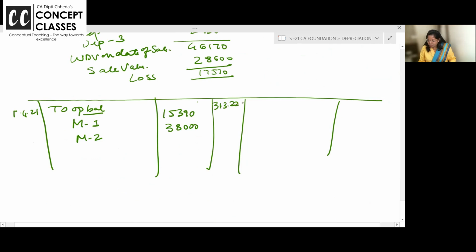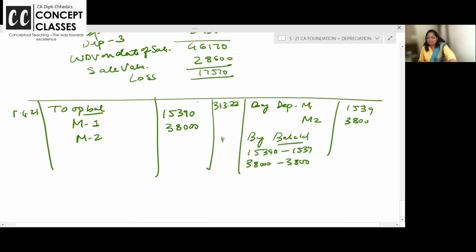So 31st March 22, end of the financial year. Depreciation, machine 1, 1,539. Machine 2, 3,800. By balance carried down. 15,390 minus 1,539. 38,000 minus 3,800. Okay, do it. 15,390 minus 1,539: 13,851. 38,000 minus 3,800: 34,200.